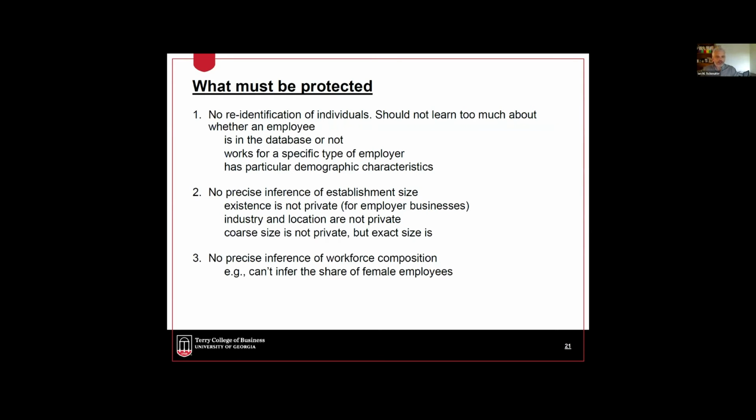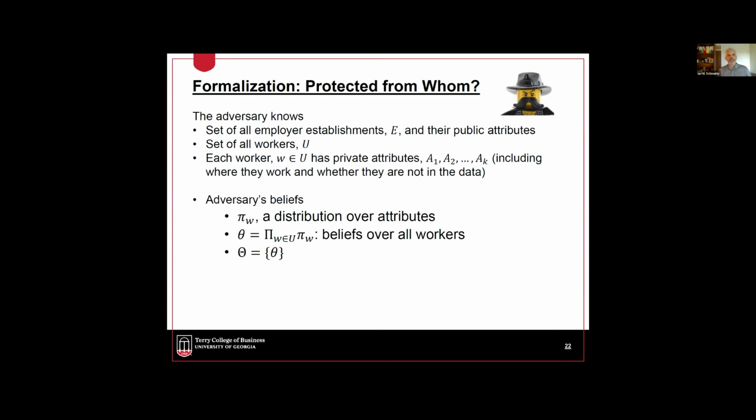Finally, there shouldn't be an ability to make precise inferences about workforce composition. So that is, it shouldn't be possible to infer things like the share of workers that are female in a particular establishment. So I'm going to focus on points 1 and 2. Point 3 involves more technical detail than I'm inclined to get into.